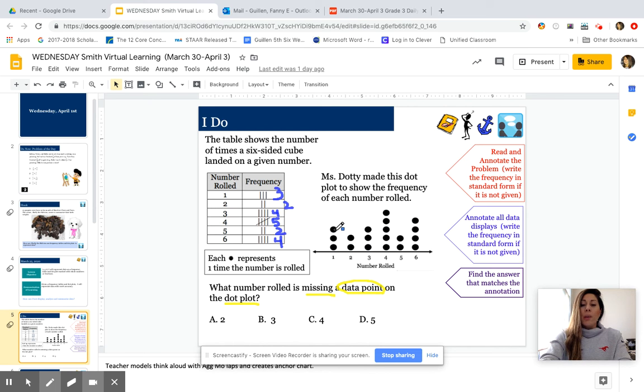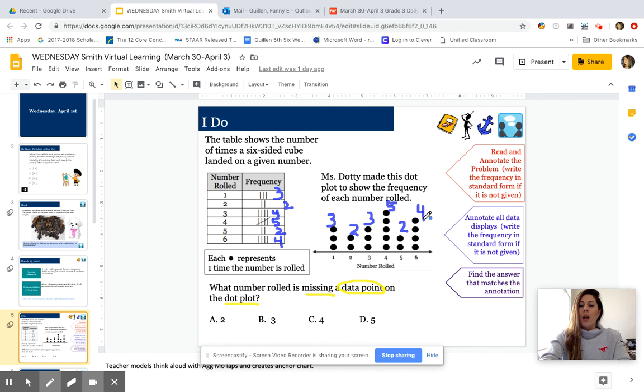So now I'm going to label this before I even start comparing, right? I labeled my table, and now I'm going to label my chart, my dot plot. The number 1 was rolled 3 times. The number 2 was rolled 2 times. That's my frequency. My number 3 was rolled 3 times. The number 4 was rolled 1, 2, 3, 4, 5 times. The number 5 was rolled 2 times. And my number 6 was rolled 1, 2, 3, 4 times.